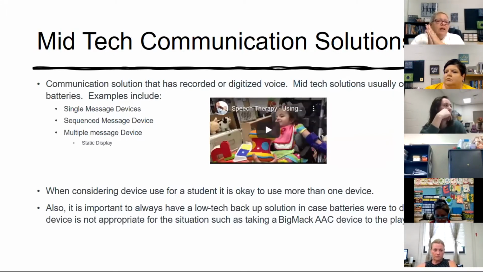So now we're going to talk about some mid-tech communication. Some mid-tech communication solutions, such as the single message device, the sequence message device, multiple device, static display. So those are things that you know as the Big Mac, the step-by-step, the GoTalk. So these usually, a mid-tech solution requires batteries, but also very useful.